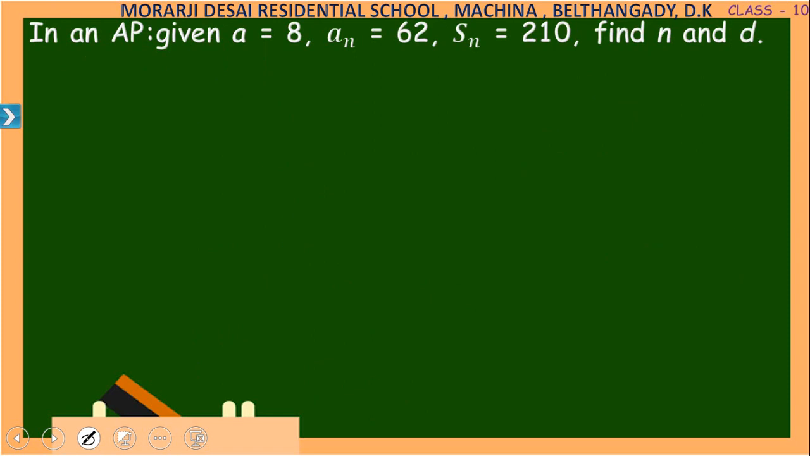Look at the next question. In an AP, given a is equal to 8, an is equal to 62 and Sn is 210. Find n and d. Here a is 8, an is equal to 62, Sn is equal to 210. We have to find n and d.